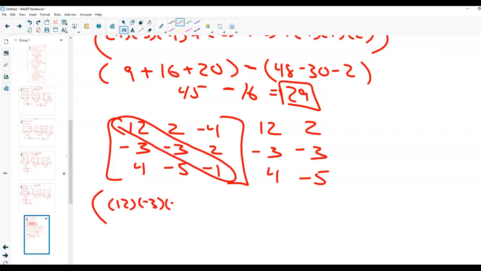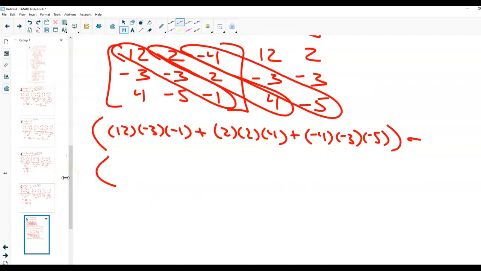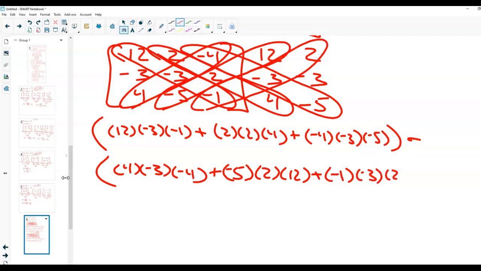12 times -3 times -1. 2 times 2 times 4. -4 times -3 times -5. And I'm subtracting. Four times -3 times -4. -5 times 2 times 12. -1 times -3 times 2.